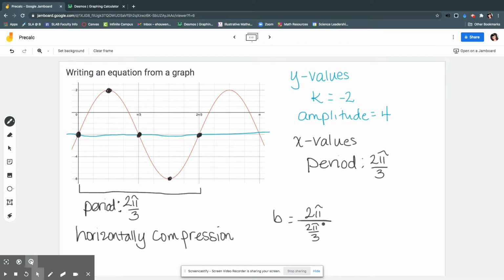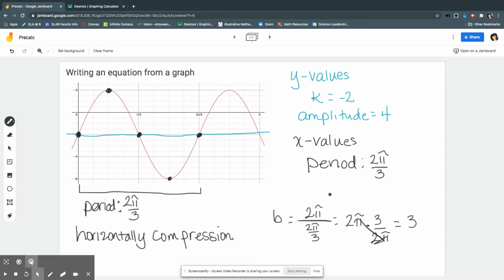Now, when you have a number divided by a fraction, the way that you solve that is you multiply by the reciprocal of the denominator. So we have 2 pi divided by 2 pi over 3 is 2 pi times 3 over 2 pi. 2 pi over 2 pi makes 1, and we find that b is 3, which makes sense. We knew this was going to be a horizontal compression. We can see here, if the period is 2 pi over 3, we took 2 pi and we broke it up into 3 pieces, then it's going 3 times as fast. By the time I would get to 2 pi, there would be 3 of these sine waves.